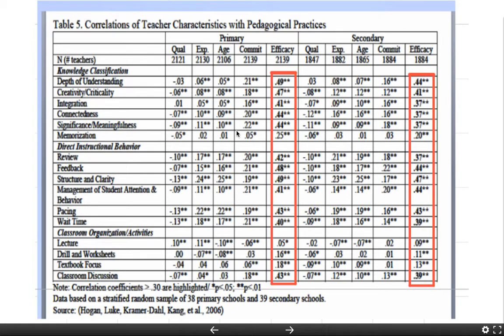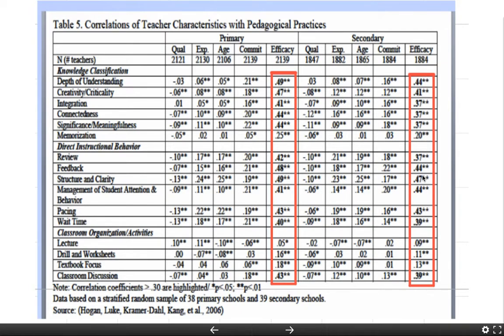Same for secondary. To read the correlation table, you take a look at the numbers and look for numbers that are higher than 0.30. And you also need to determine whether they're statistically significant. In other words, the relationship is not due to chance. So if you take a look at the table, you will see that, for example, in depth of understanding, qualifications is negatively correlated and it's not statistically significant. Experience is statistically significant. You see the double asterisks here, but the correlation coefficient is so low, 0.06. The highest is 0.49, efficacy. And this goes on for all the pedagogical practices.